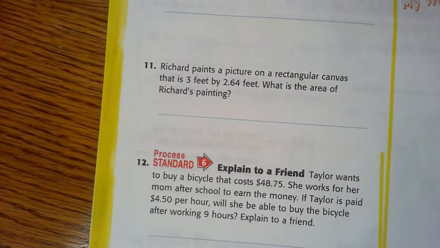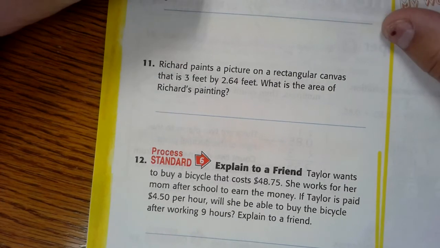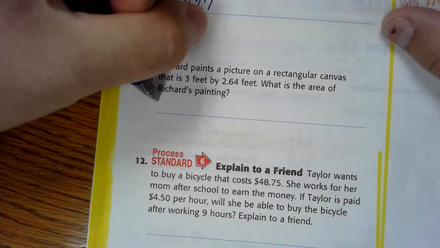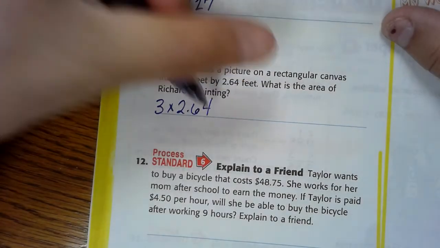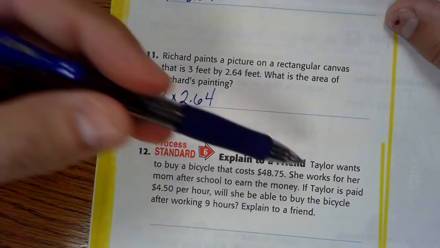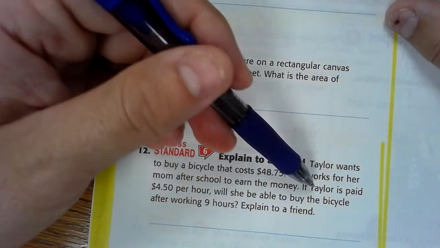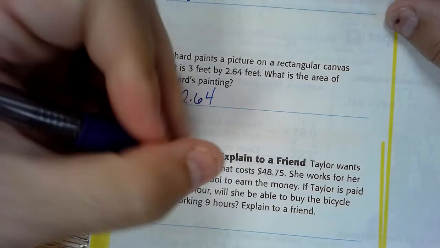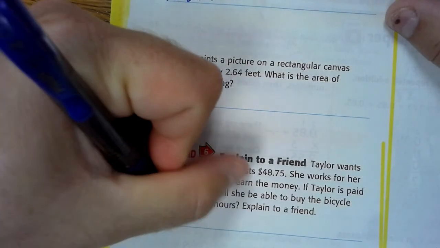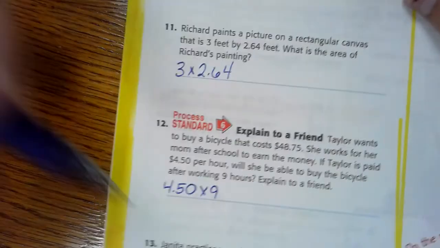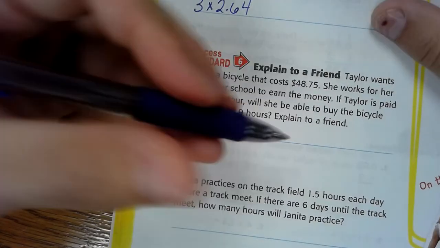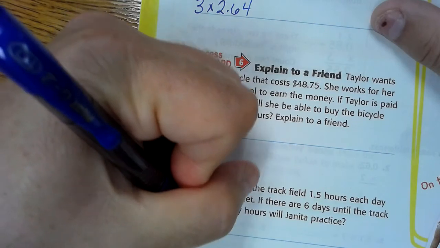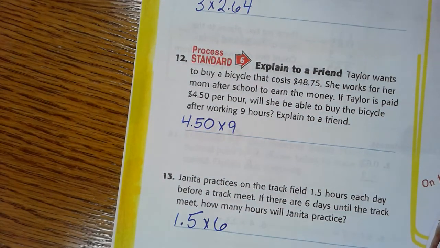Most of these on the back here, again, you're going to be multiplying. This one here, 9 times $3.27. This one right here, 3 times 264. These are fairly easy. This one here, Taylor wants to buy a bicycle that costs this much. If she works for her mom after school to earn money, if she's paid $4.50 an hour, so again, $4.50 an hour times 9. And Janita practices on the field, 1.5 hours each day, so times 6. Okay, so these are easy to set up.